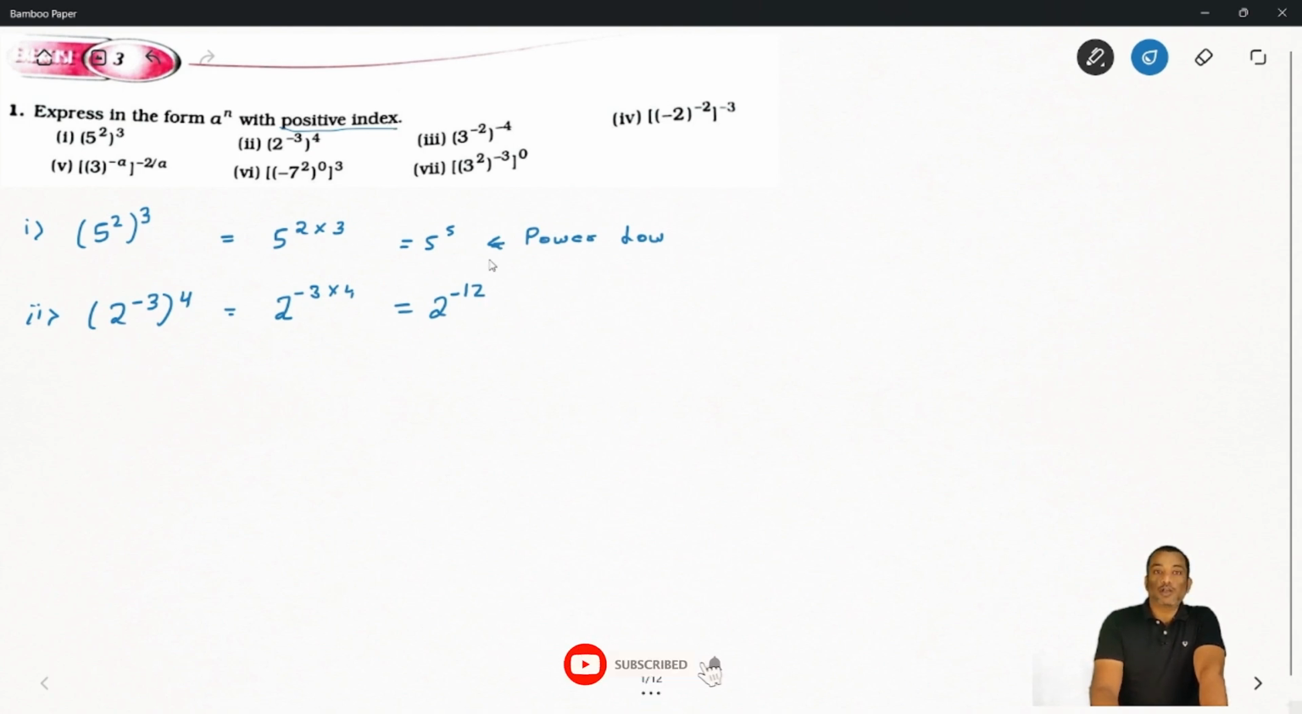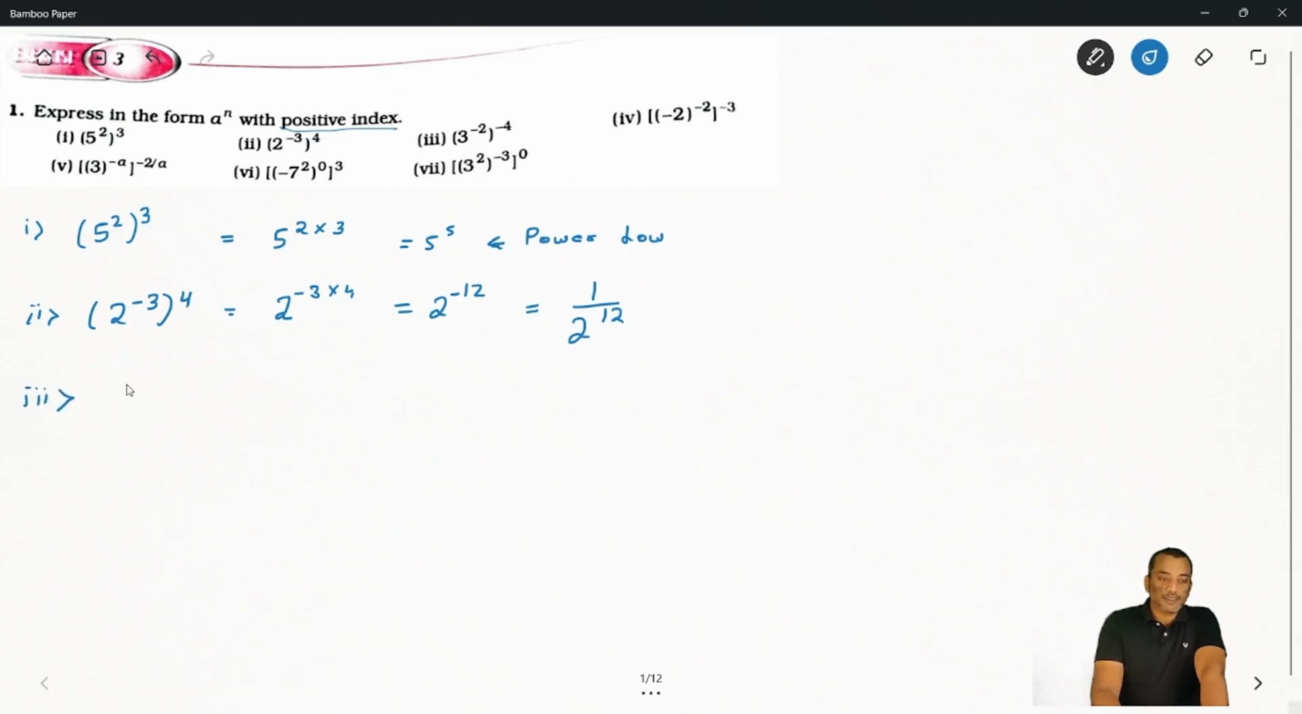You may remember I told you in the exponent chapter how you can express any exponent as positive. You just write the reciprocal. So the reciprocal of this will be how much? 1 by 2 to the power 12. Okay.